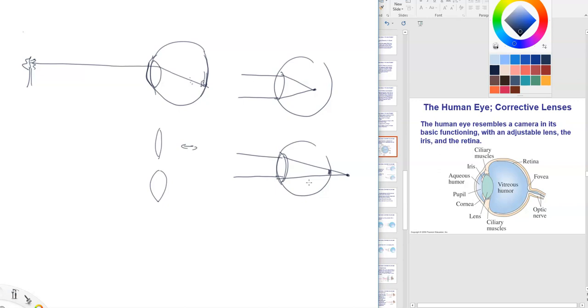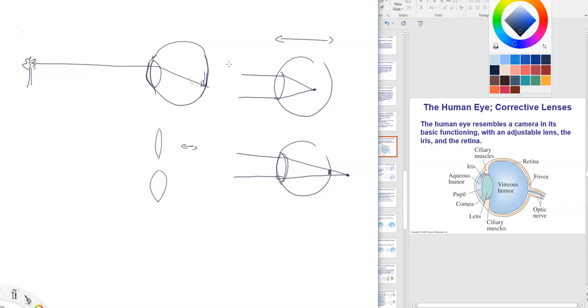A normal eye without any issues should be able to see faraway objects, we say objects at infinity, and also nearby objects. So the lens should be able to change its thickness in order to focus at different distances. When we say faraway objects, we pretty much talk about infinity compared to the image distance, which is inside the eye, probably a few centimeters, 1 or 2 centimeters. Far away means like 100 meters away, 200 meters away, that is infinity.